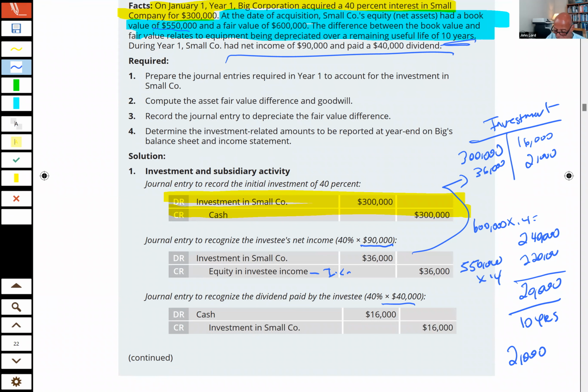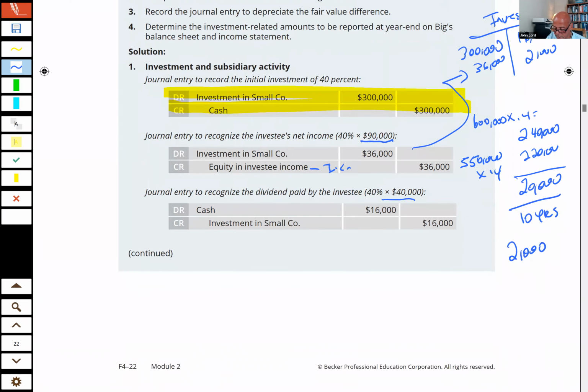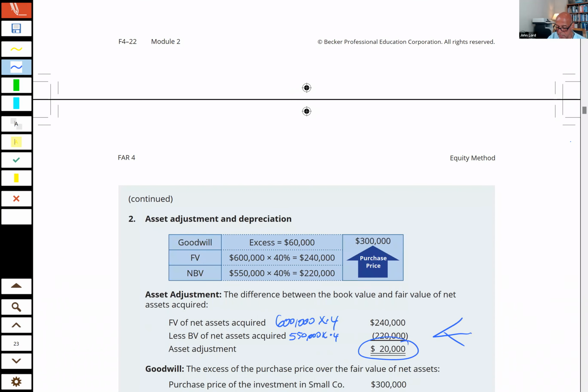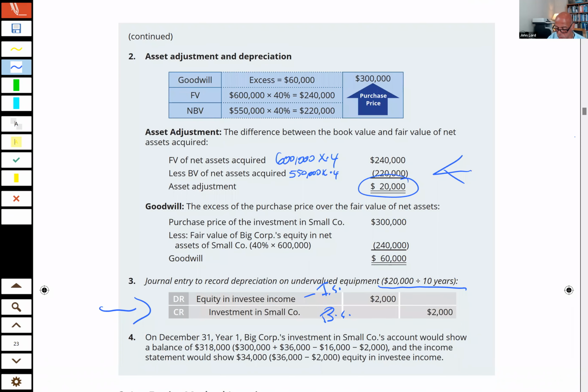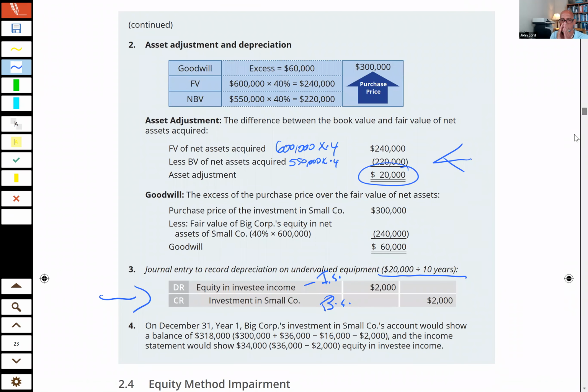Now, the other thing that could have been asked out of this fact pattern is, what is the implied goodwill? What is the goodwill attributed to this? And for the equity method, when we start calculating the amount of goodwill to be reported on the balance sheet for consolidation, we can't do it this way. But for the equity method, when you're below 50%, you simply ask yourself, what did I pay? What did I get?